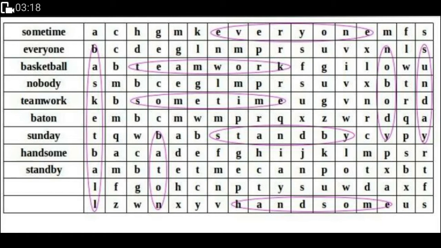Standby is not there, so we have added that. Baton, handsome, that's a new one. Nobody, it's already there. Then we have Sunday. So we found three new words that are Sunday, handsome and standby. Sunday is made from sun and day. Handsome is made from hand and some. Standby is made from stand and by. I hope it's very clear. Puzzles are very exciting and they freshen your mind and you can learn new spellings very easily by this method.